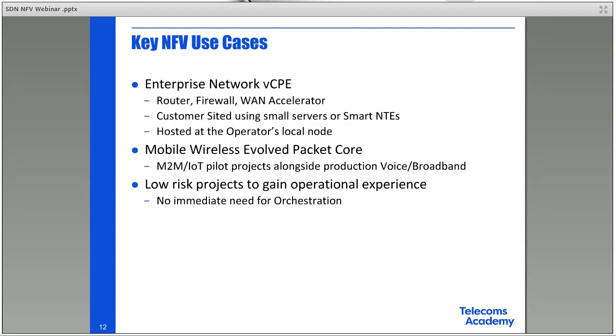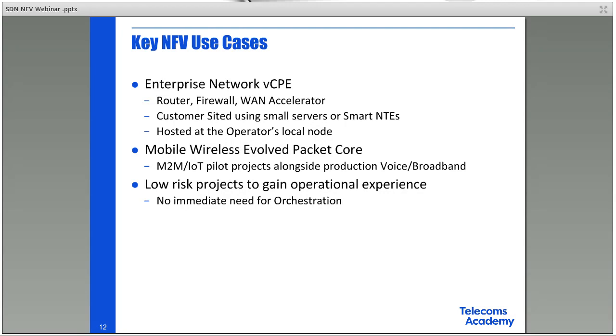And typically what people have been trying out here is machine-to-machine and Internet of Things pilot projects, so that they can set these up in parallel to the production voice and mobile broadband services and learn about this sort of technology. So the key NFV use cases at the moment are typically low risk. Nobody's going to get shot if one of these things falls over. In the enterprise network vCPE case, there's a quick fallback using physical boxes. In the evolved packet core, it's very small amounts of traffic and it's pilot trials.